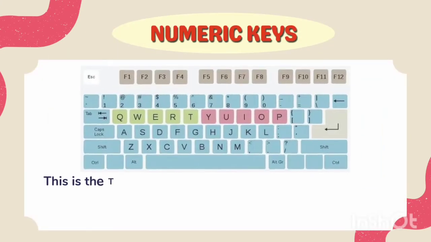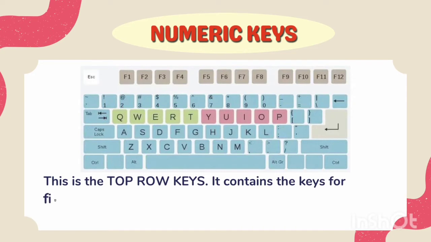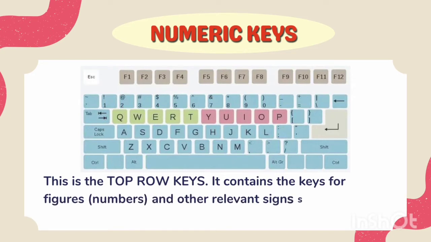So let's go further to the numeric keys. When we talk about numeric keys, this is the top row. We've mentioned three: the home row, the upper row, and the bottom row. Now we have the top row keys.